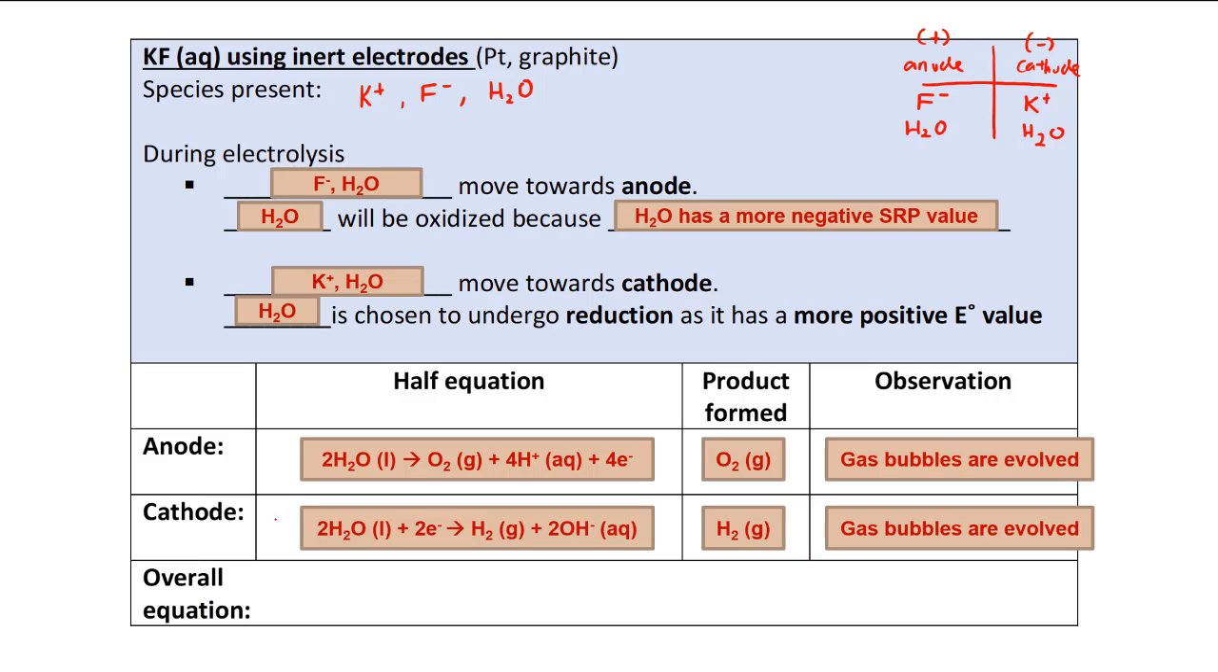Don't forget that you need to make sure the number of electrons are the same. You can either multiply the reduction equation by 2, or divide the first equation by half. Either way will do, and you will get the overall equation like this: 2H2O liquid into 1 mole of oxygen with 2 moles of hydrogen gas.